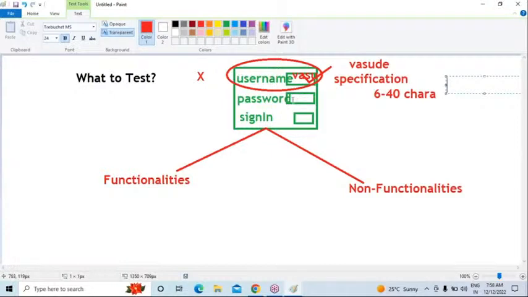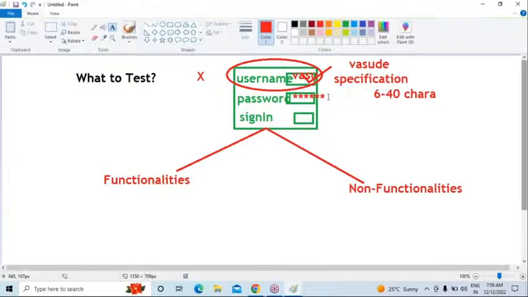Coming to the password, whenever we enter the password, it should be in the encrypted form, like the dotted form. Whether this functionality is working or not, we are going to test it. Same like this, the sign in is also one functionality. We need to test whether it is clickable or not, working or not, when we click on it. So this is how the functionalities are going to be tested.